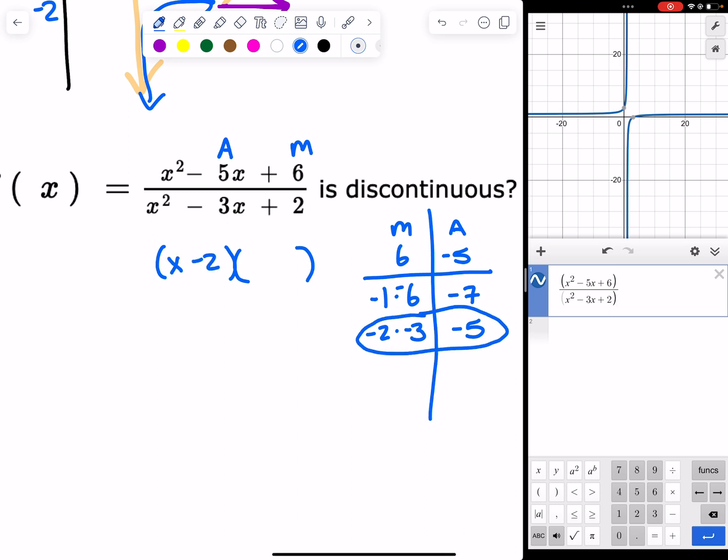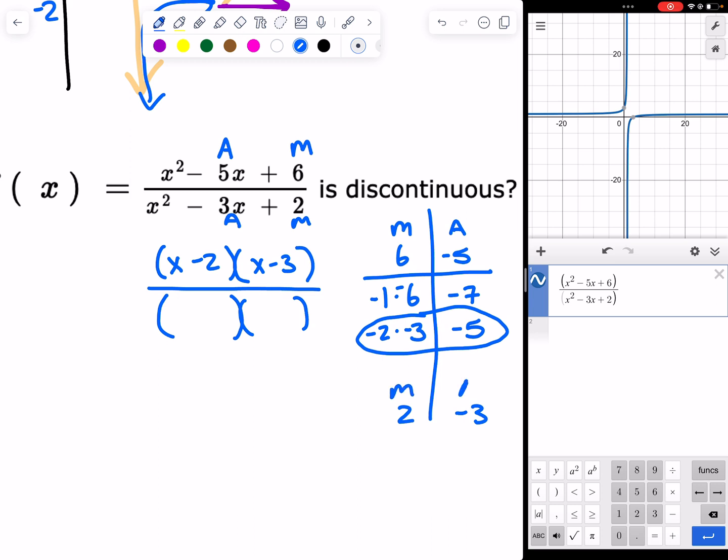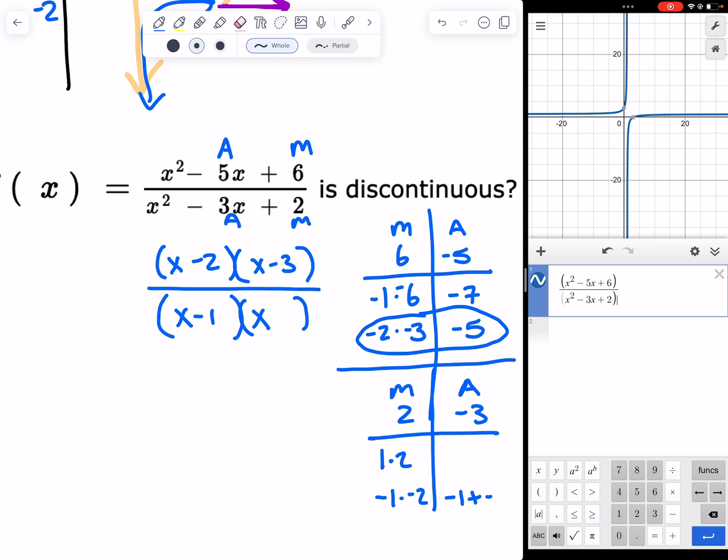So let's put x minus 2, x minus 3 at the top. And at the bottom, we need to multiply to get 2 and add up to get -3. I'm just going to continue my chart here. So 2 only comes from 2 things. It can come from 1 times 2, or it can come from -1 times -2. So I definitely need the negatives so that they'll add up to -3. So let's put x minus 1 and x, and I put that wrong down here. Let me fix that to be x minus 2.